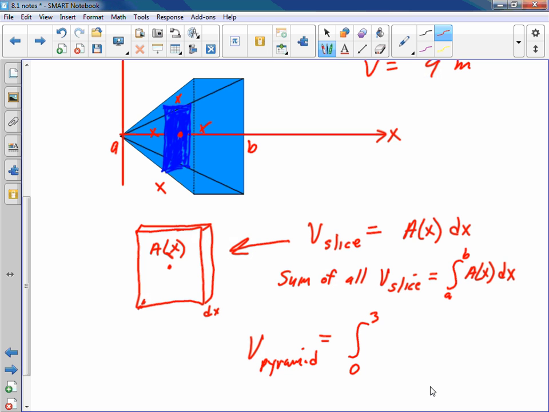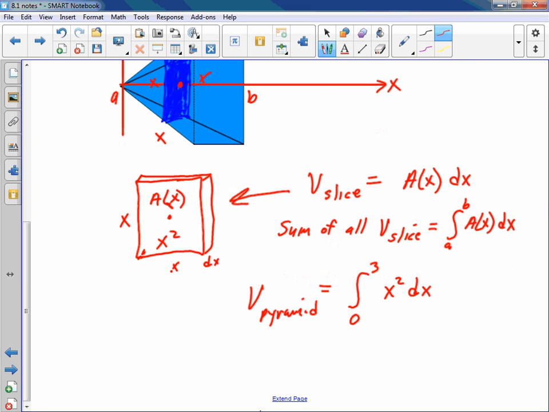Instead of A of x, well, what expression can we use for the area of this? X squared, right, because it's x and x. Hey, Jonathan, welcome to calculus. Hope we don't mess with your mind. Okay, so now we have x squared dx. So that's the area of the slice face times the thickness of the slice gives us a volume. Okay? And so far you're not impressed, I can tell, but you will be soon.